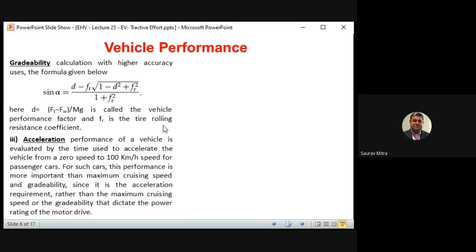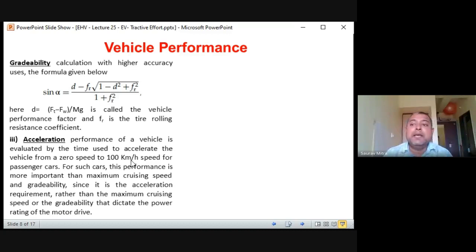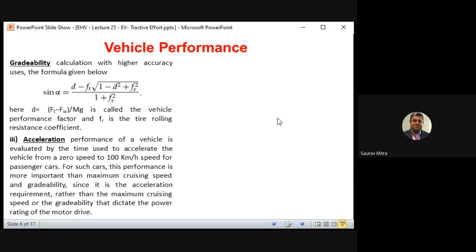Now what is the definition of acceleration? It is said that the acceleration performance of a vehicle is evaluated by the time it takes to accelerate the vehicle from 0 speed to 100 kilometer per hour. This is a very important thing. That means from 0 to 100 kilometer per hour, the time in which the vehicle attains 100 kilometer per hour from 0 speed is a measure of acceleration of the vehicle.